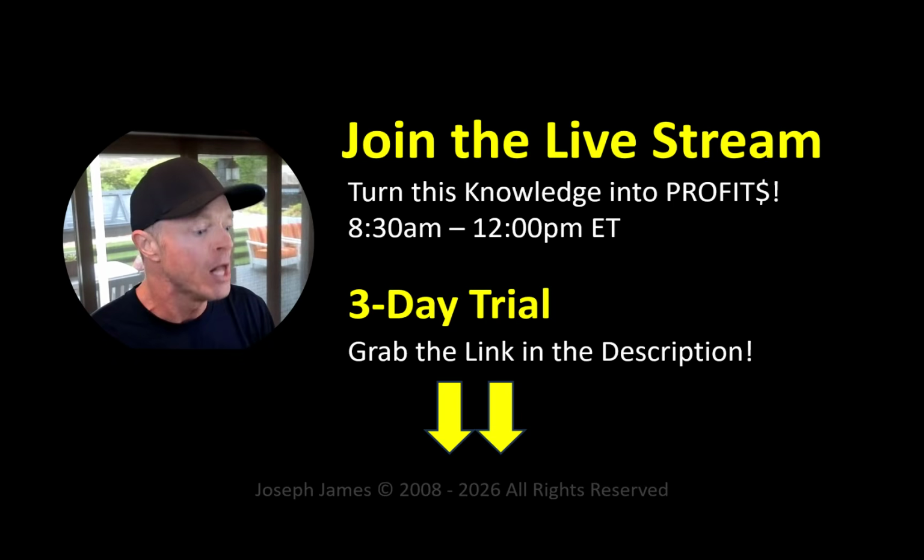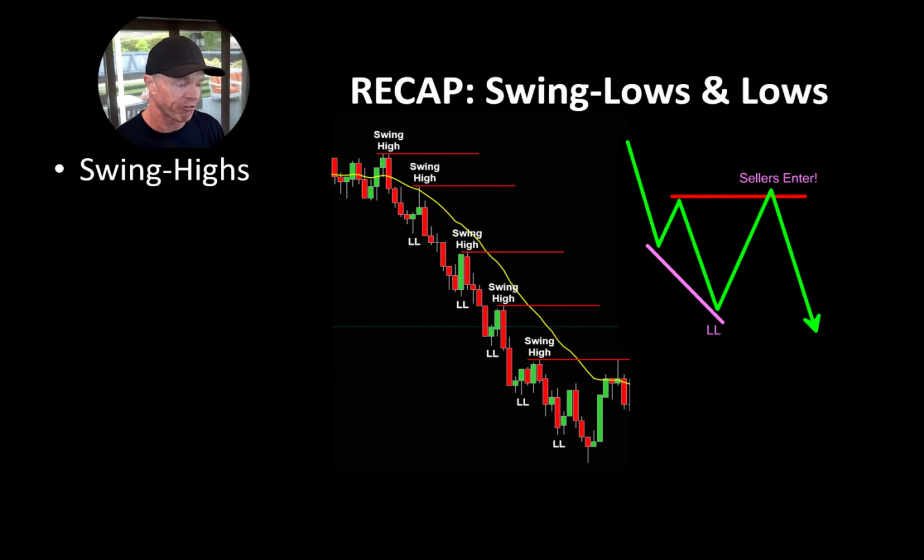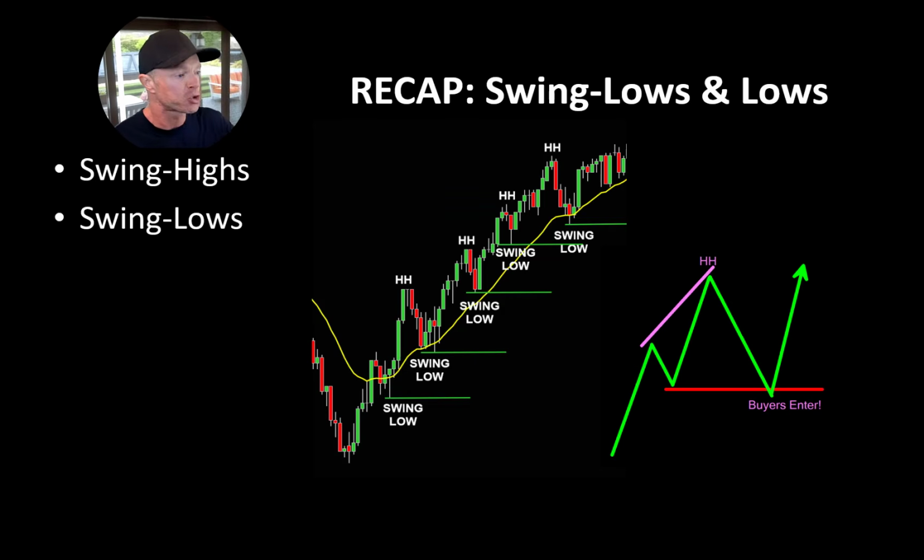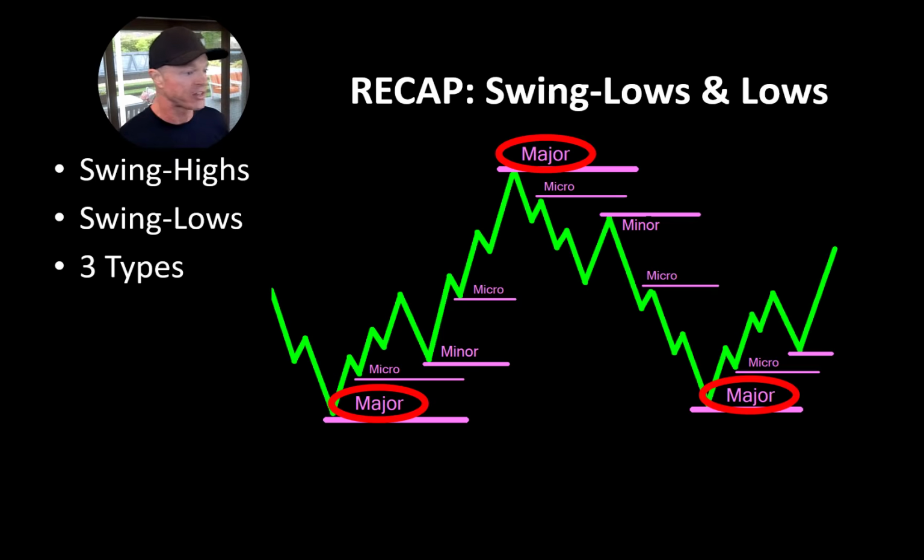In the meantime though, let's do a quick recap. We've covered a lot so far in this video. Swing highs are resistance levels up above, created by lower lows in price, and sellers are always looking for ways to sell above them, right? Those are swing highs. Swing lows are support levels down below, created by higher highs in price. And what do buyers do with them? They look to buy below them because buyers want to buy low.